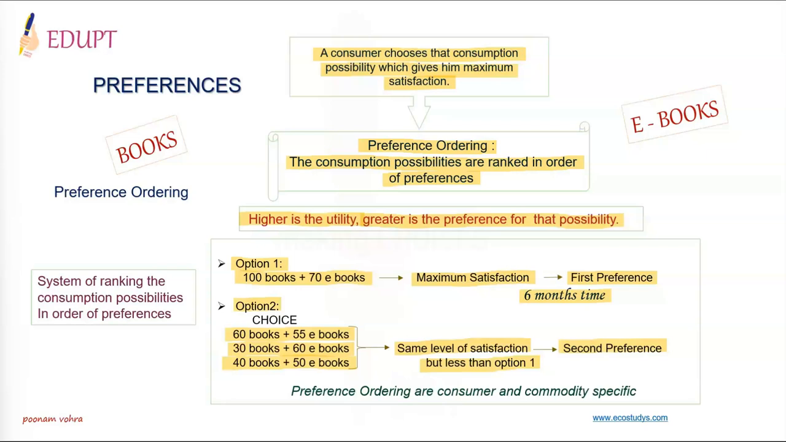It is important to note that preference orderings are consumer and commodity specific. Different consumers have different preference ordering between the same set of goods. Hence, a system of ranking the consumption possibilities in order of preferences is called preference ordering.